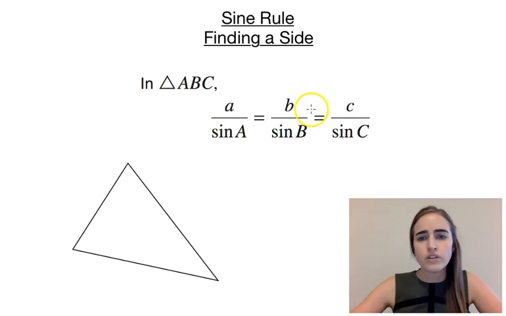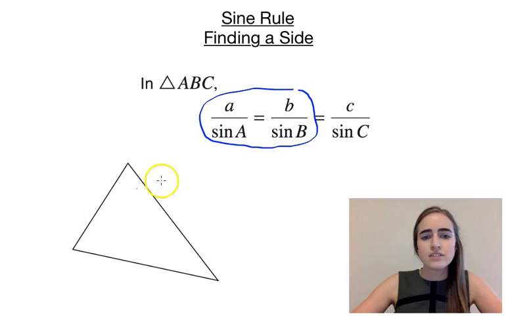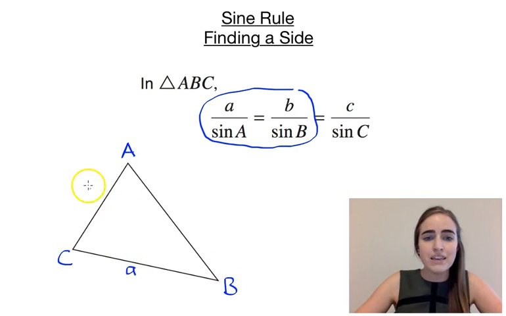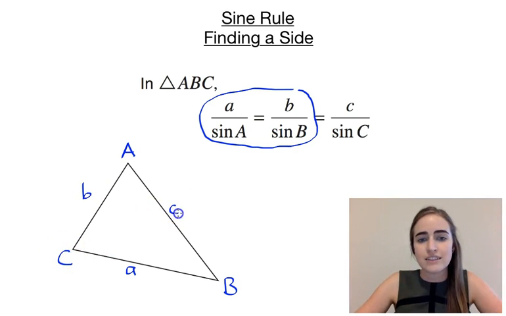Now usually you're only ever going to use part of that formula, so we'll just be comparing two sides and two angles. What that looks like in a triangle, if we had triangle ABC, is that we name the sides opposite those angles with the lowercase letter. So the side opposite angle A is side a, the side opposite angle B is side b, and the side opposite angle C is side c.